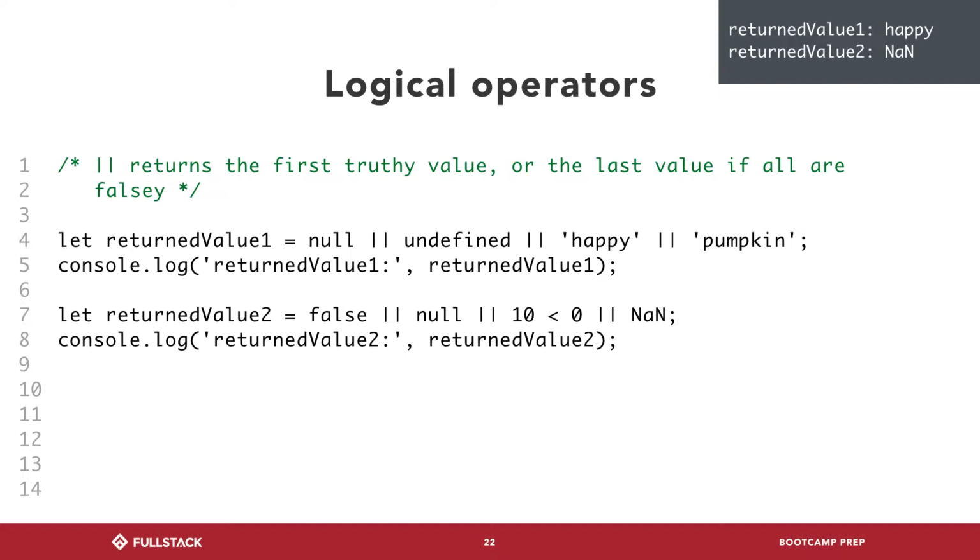Similarly, if everything here is false, so false, null, this is a false equation and not a number. If everything is false, then what I'll do is I'll return back the last value. And so once again, if I use an OR statement and I get back a truthy value, then all I need to know is that there was at least one truthy thing, and it was this. If I get a falsy value, then I can pretty much rest assured everything else in that list that you gave me was also false or falsy.